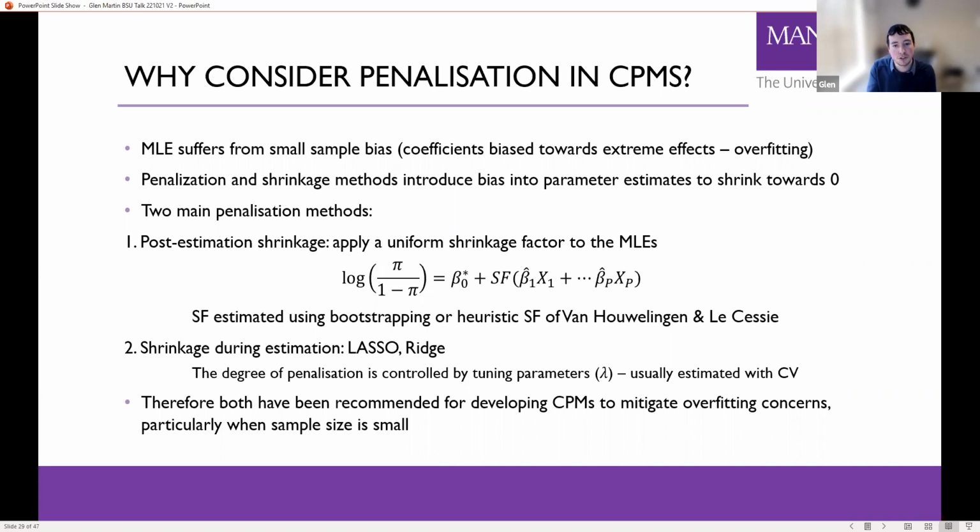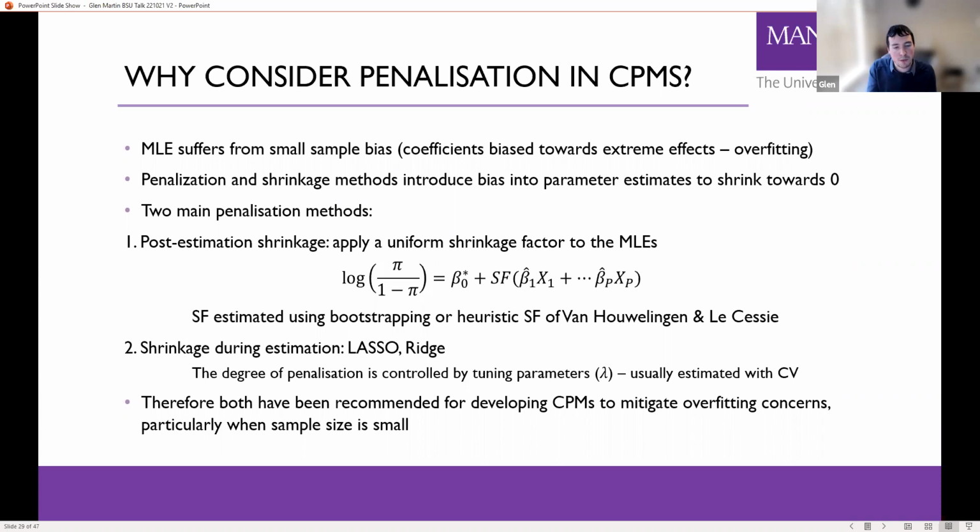And there are two broad approaches to trying to do this. So the first is what we call post-estimation shrinkage, where we apply some uniform shrinkage factor to the MLEs, equation for those that are interested in the middle. And we estimate that shrinkage factor through bootstrapping or a heuristic shrinkage factor formula. Okay, so that shrinkage factor is usually some number less than one. You multiply that by all of the maximum likelihood estimates to pull them towards the null.